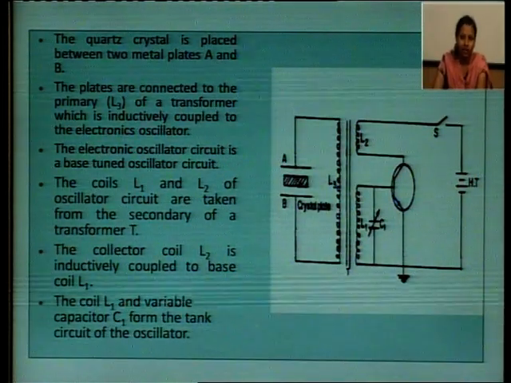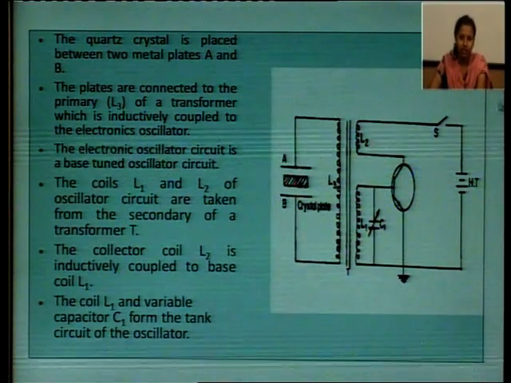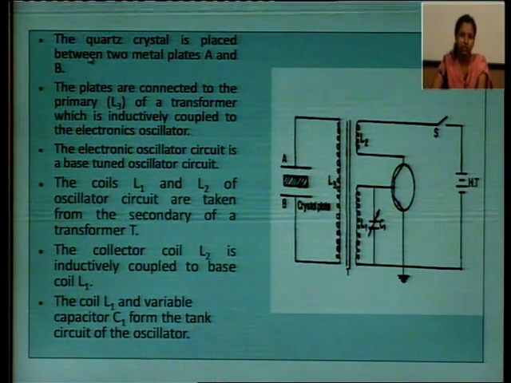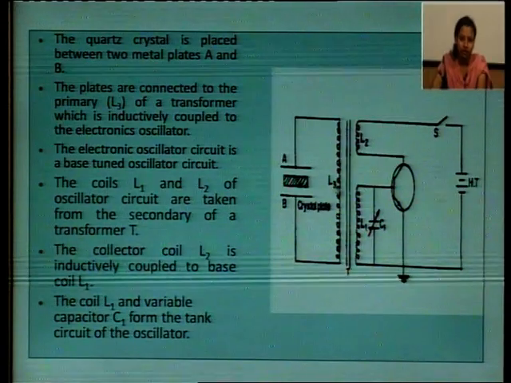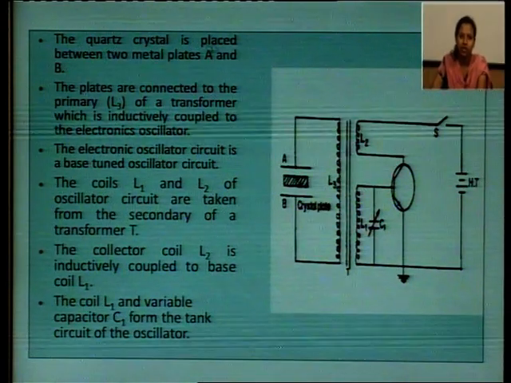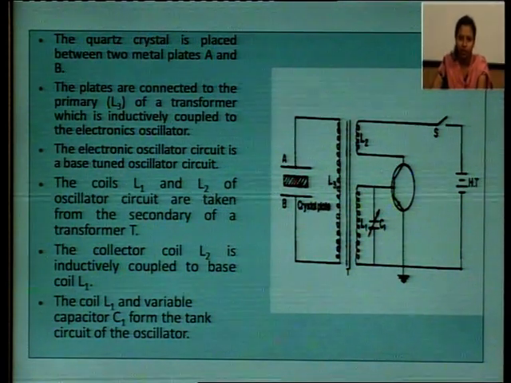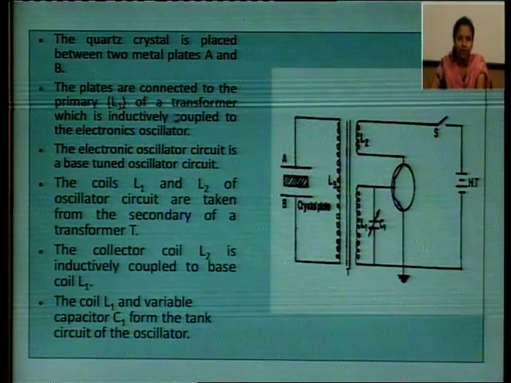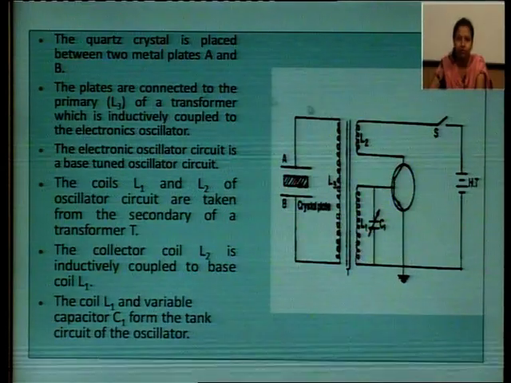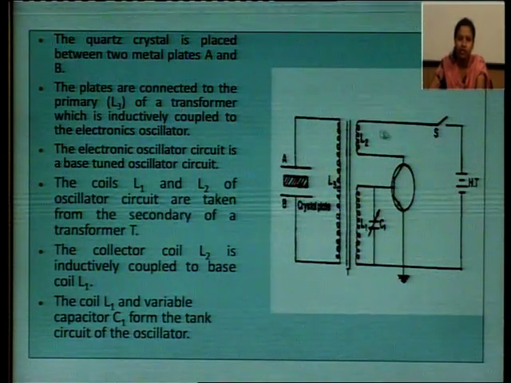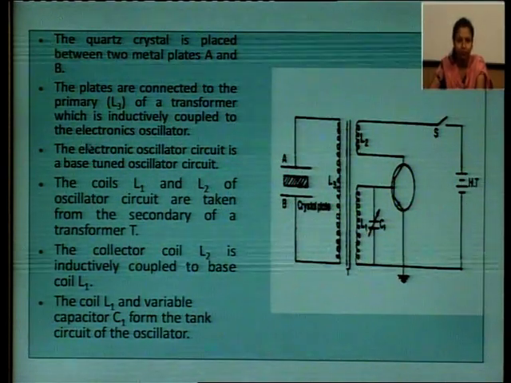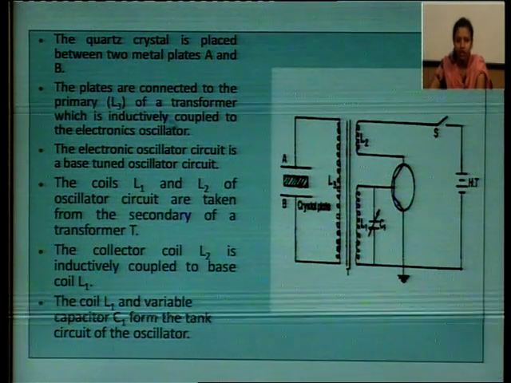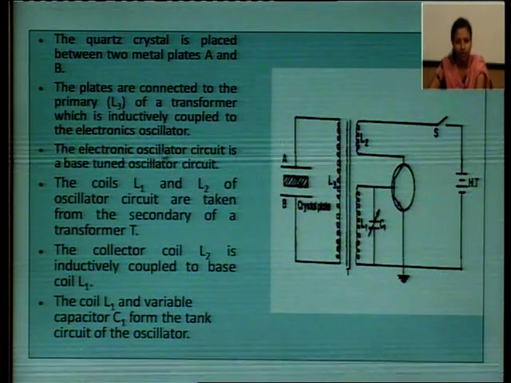So this is the circuit diagram. These are the different instruments used here. The quartz crystal is placed between two metal plates A and B. This is the quartz crystal. The plates are connected to the primary coil L3, these two are secondary coils, and it is inductively coupled to the electronic oscillator.